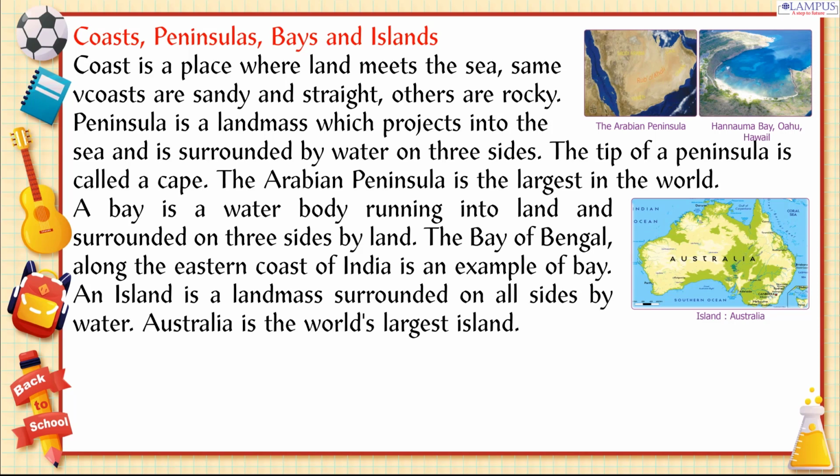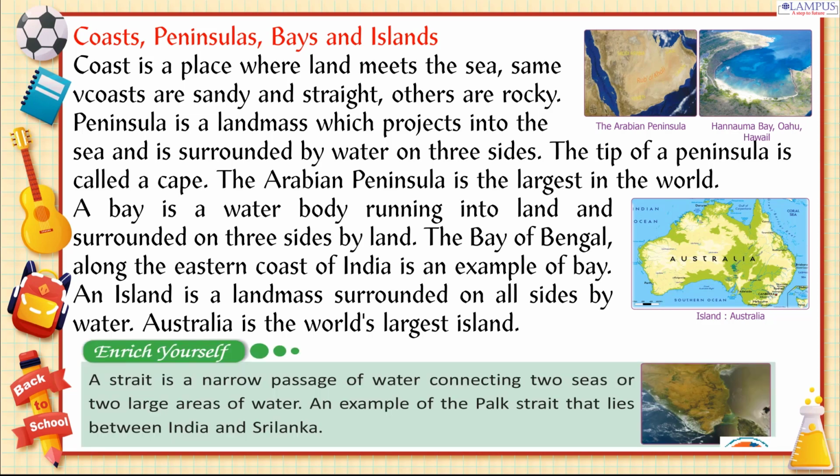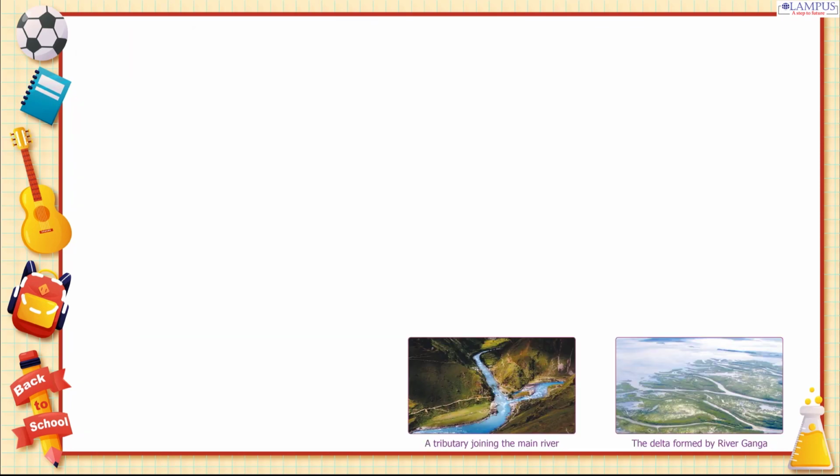Australia is the world's largest island. The Arabian Peninsula, Panama Bay, Oahu, Hawaii Island, Australia. Enrich yourself. A strait is a narrow passage of water connecting two seas or two large areas of water. An example is the Palk Strait that lies between India and Sri Lanka. A tributary joins the main river. The delta formed by River Ganga.